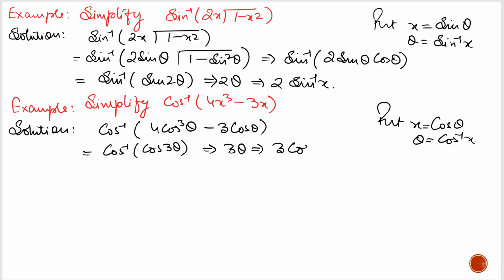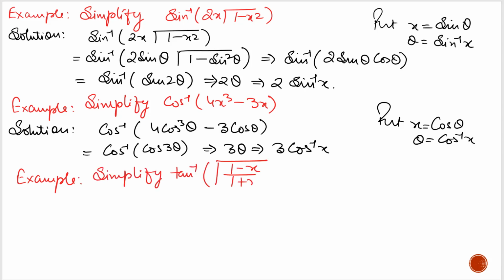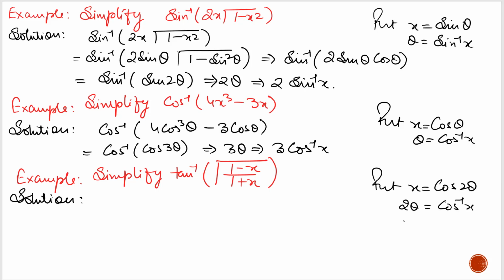Next example. Simplify tan inverse of root of (1 minus x) upon (1 plus x). Whenever we have 1 minus x and 1 plus x in a root, replace x by cos 2 theta. So 2 theta equals cos inverse x, and theta equals half of cos inverse x.